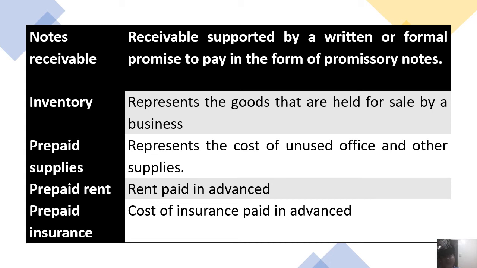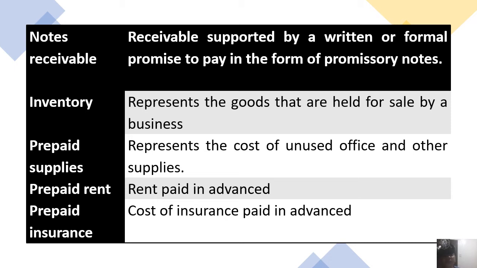Next is prepaid supplies or sa ibang books, tinatawag lang yan na supplies. Represents the cost of unused office supplies and other supplies. So, ito yung mga unconsumed na supplies such as paper clip, ball pen, mga consumable na ginagamit sa business, mga paste, fastener, mga ganon-ganon. So, as long as hindi pa sila nagagamit, papasok sila at maka-classify under prepaid supplies.